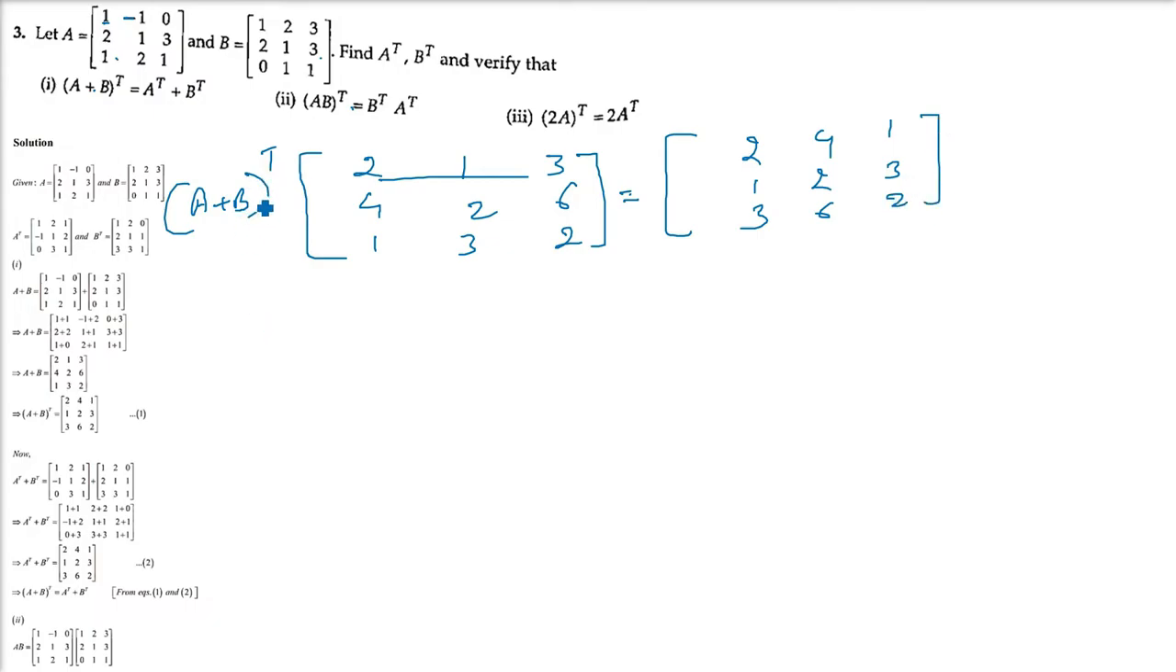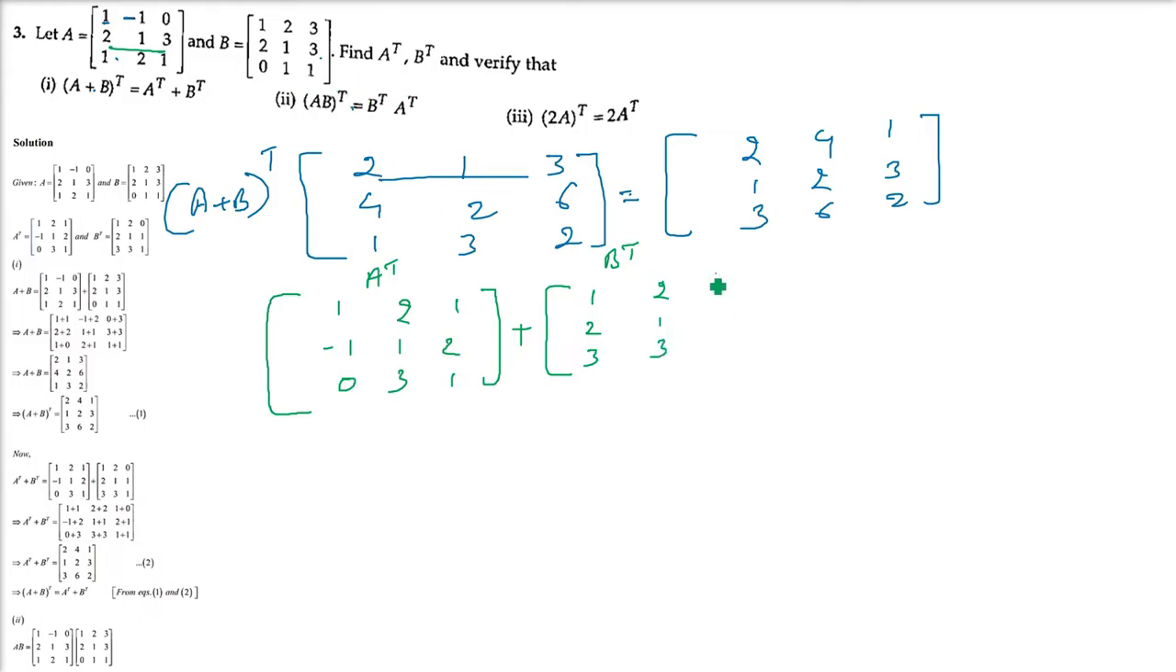Now we'll do the A transpose and B transpose and we'll add them. So I'm doing it directly, okay. This 1, negative 1, 0 will be the column. 2, 1, 3, which is a row, will become a column. 1, 2, 1 will again become a column. Then we add with B transpose. This is A transpose. This is your B transpose. 1, 2, 3 will become a column. 2, 1, 3 will become a column. And then 0, 1, 1 will also become a column.